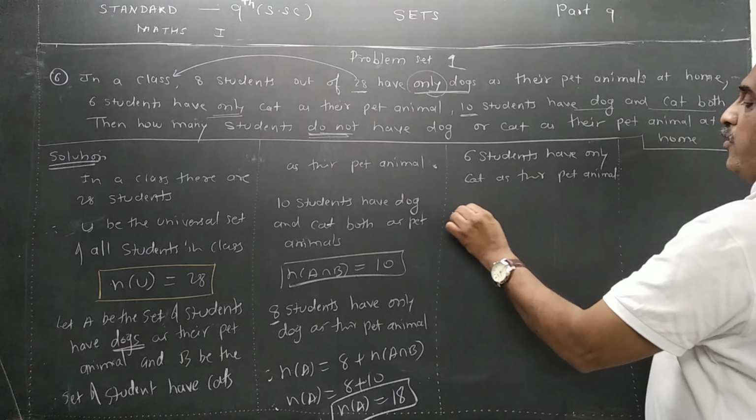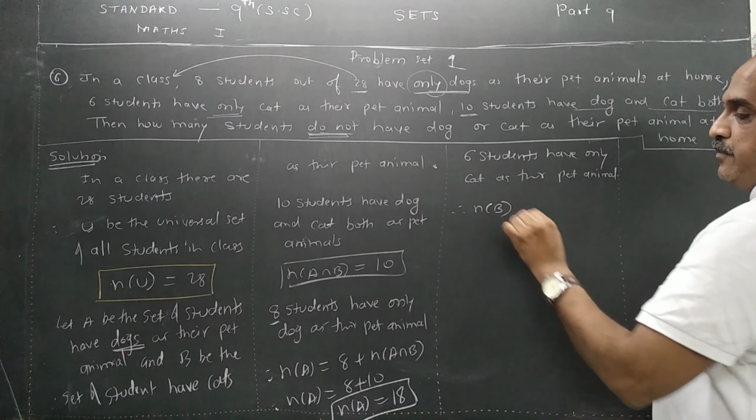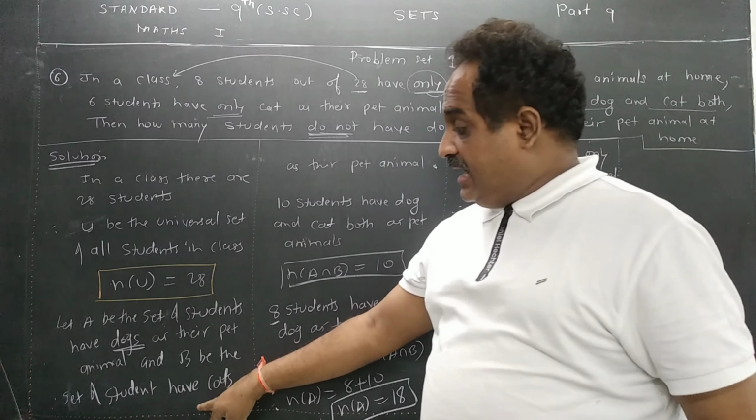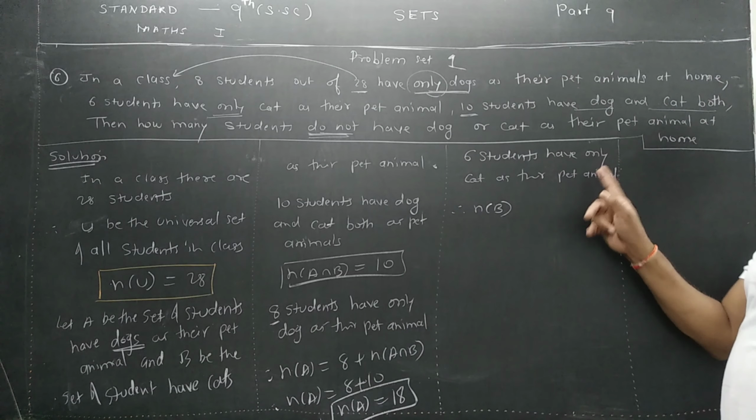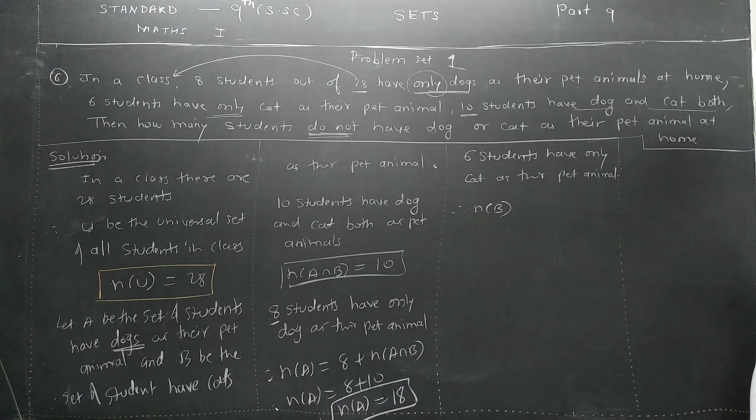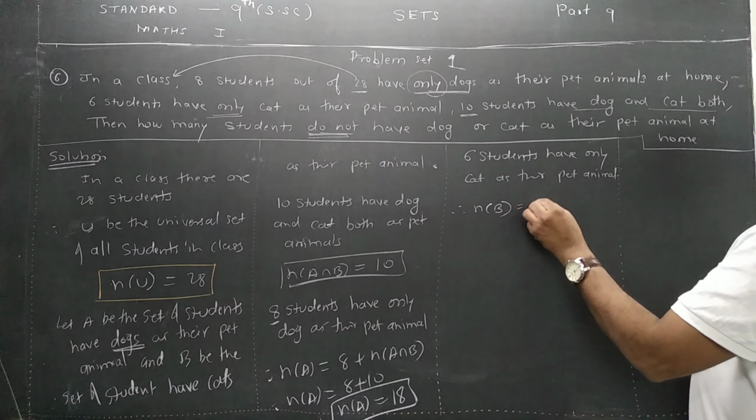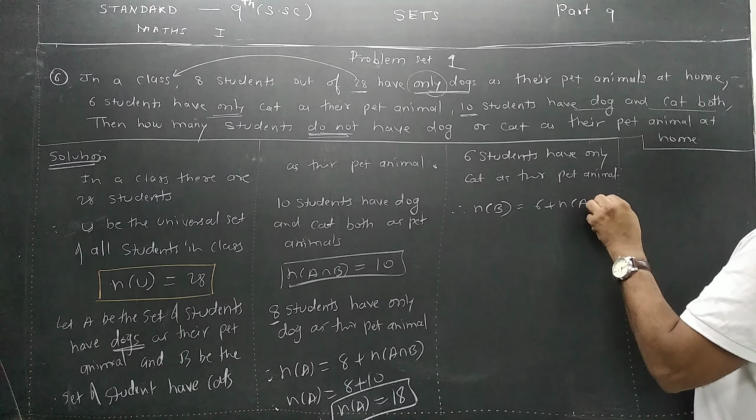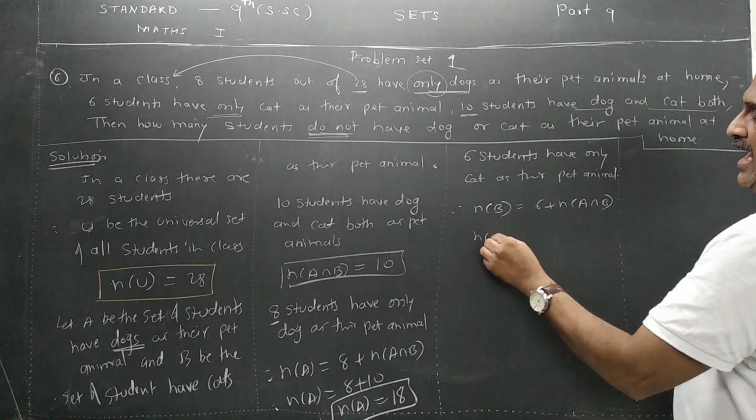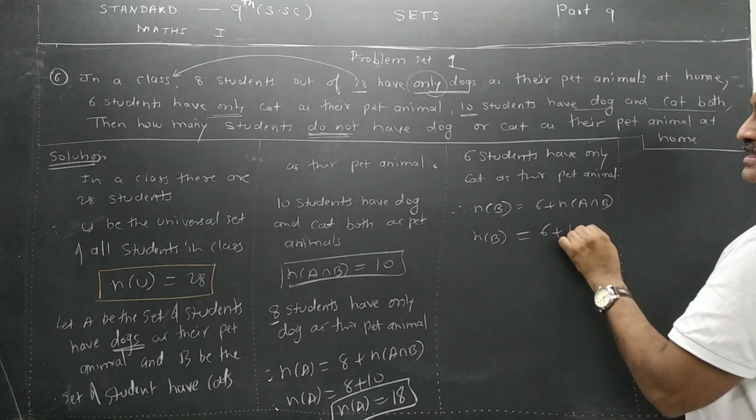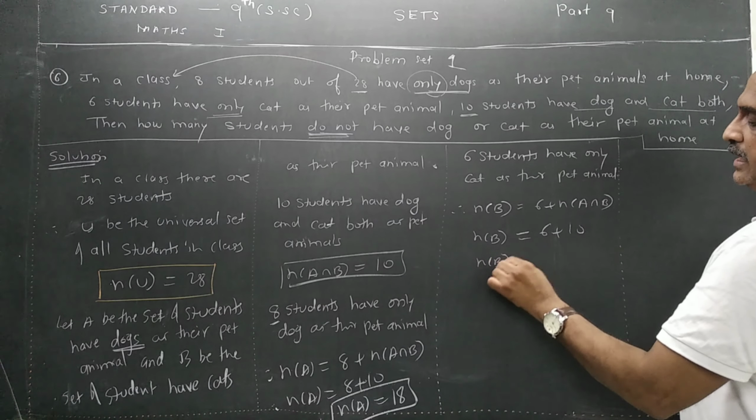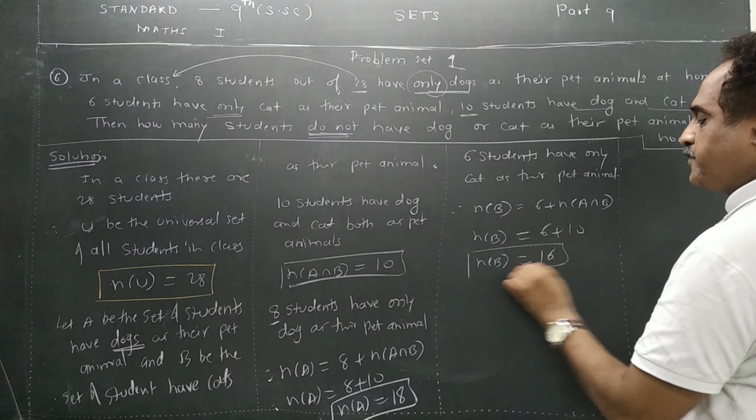Correct? Therefore, now NB. B is a set of students having cats, but here only cat is there, and here cat and dog both are there, therefore here it will be 6 plus number of elements in A intersection B. So NB is equal to 6 plus 10. NB is equal to 16.